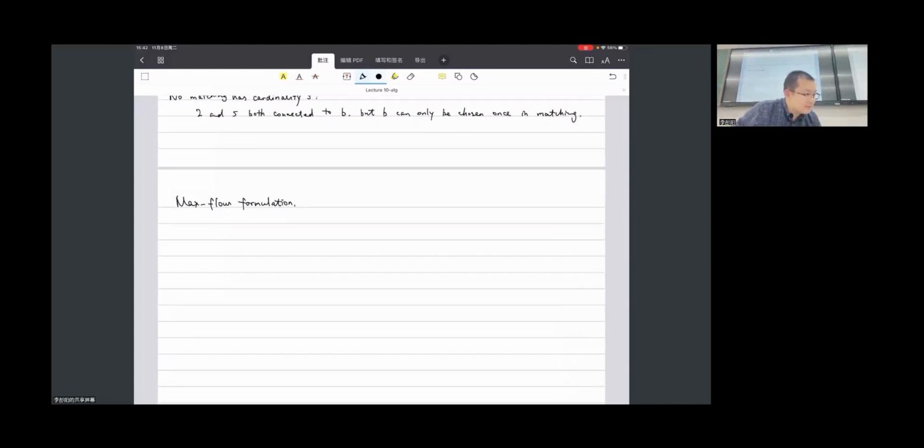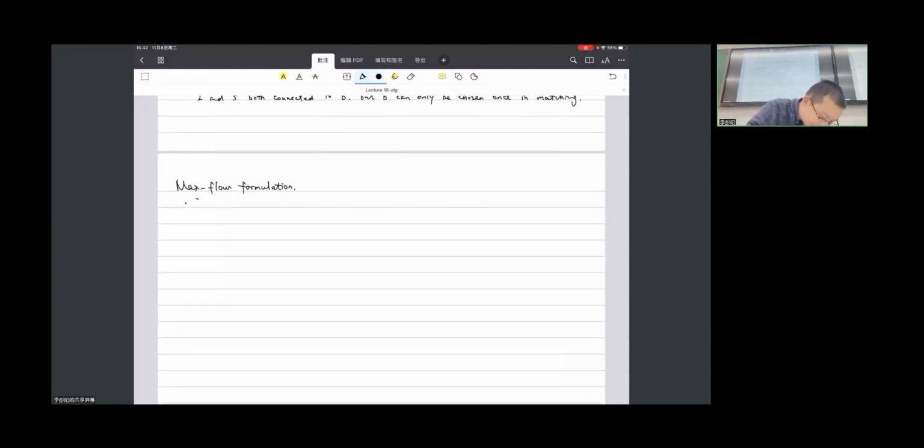Okay, so for the max flow formulation of the maximum matching problem, what we are actually going to do is make this somehow like a max flow problem. There is some construction that we are going to give here. Because the maximum flow problem works on a directed graph, we want to create a directed graph, let's say G prime, with the vertex set V prime and the edge set E prime.